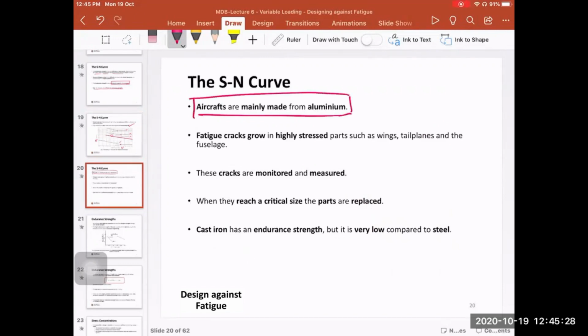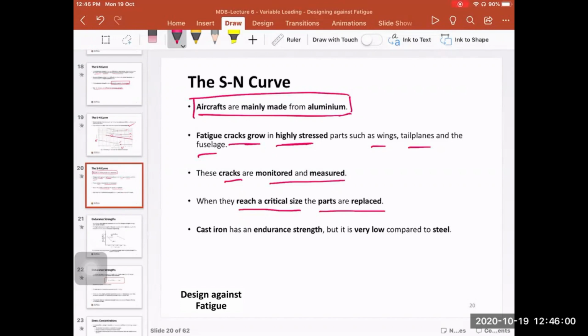So what they do actually, fatigue cracks normally grow in highly stressed parts like wings, tailplanes, or fuselage. What they do is keep monitoring those cracks. They keep measuring the cracks. They don't want those cracks to reach what's called the critical size, because as you've seen earlier, once they reach the critical size, they fracture suddenly. So before they reach the critical size, they replace them.